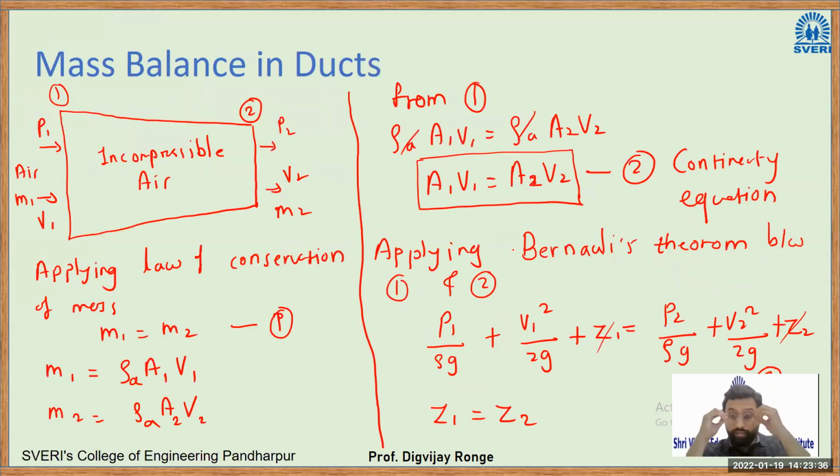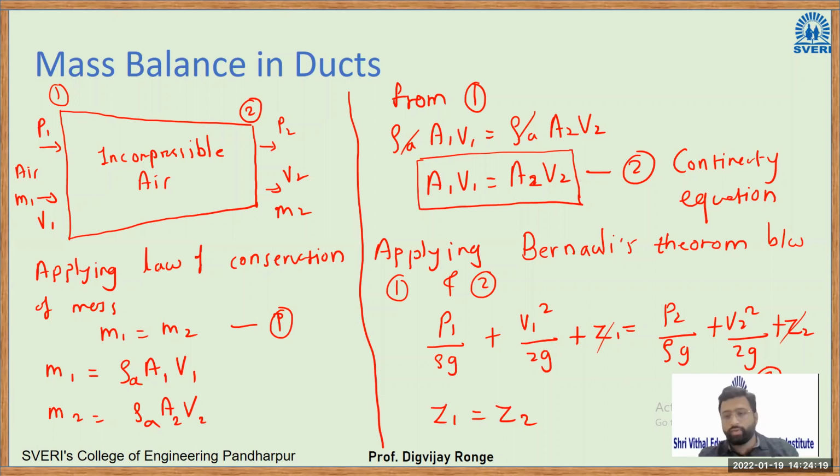Now next is mass balance in ducts. We will apply the law of conservation of mass to the ducts. Here we are assuming the air is incompressible. That means we cannot compress the air, or the density of air will not change from point to point. The density will be constant. So applying the law of conservation of mass, M1, the mass flow rate at inlet 1, equals the mass flow rate at outlet 2. In this case, we have a duct with a decrease in cross-section area. Initially the pressure is P1 and velocity V1. Outlet pressure is P2 and velocity is V2.